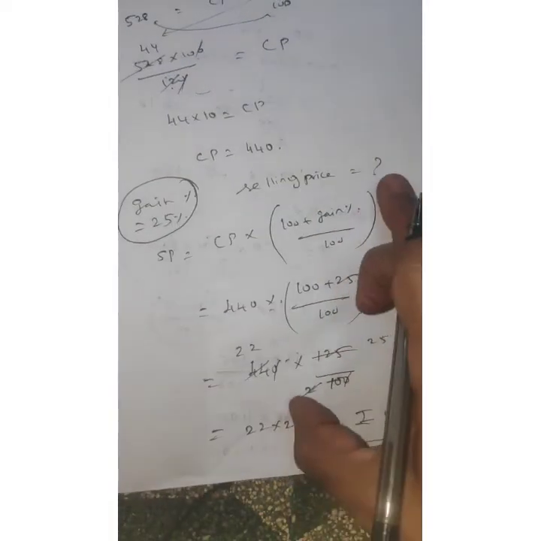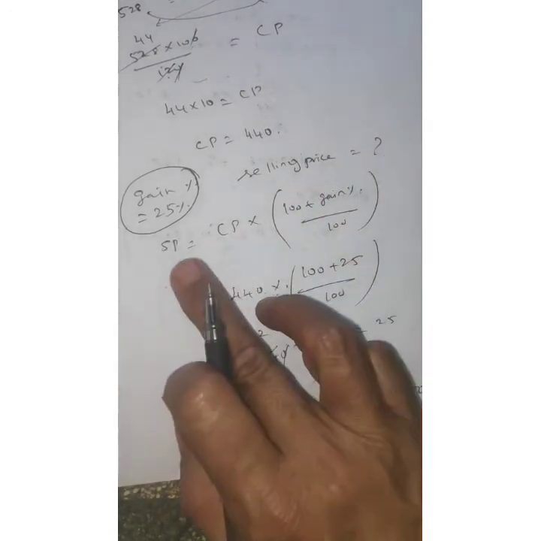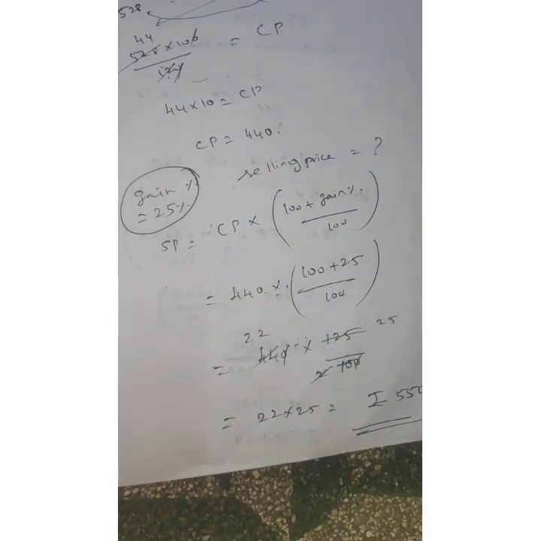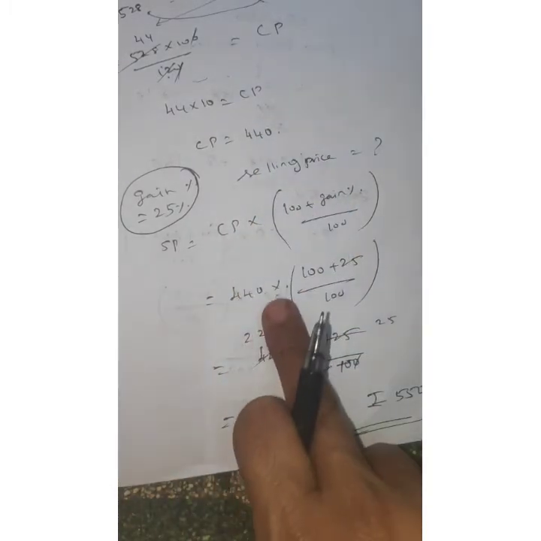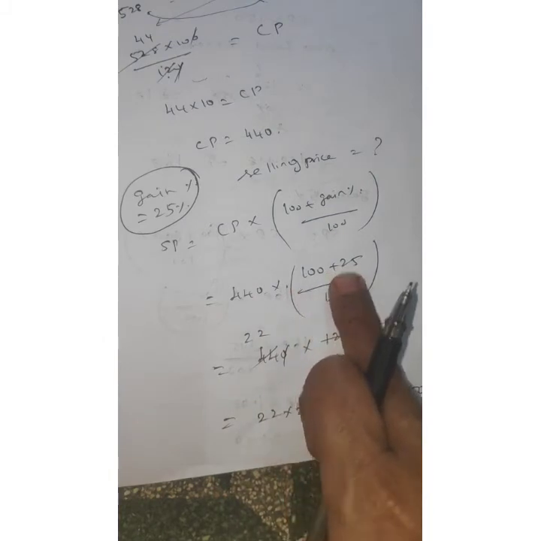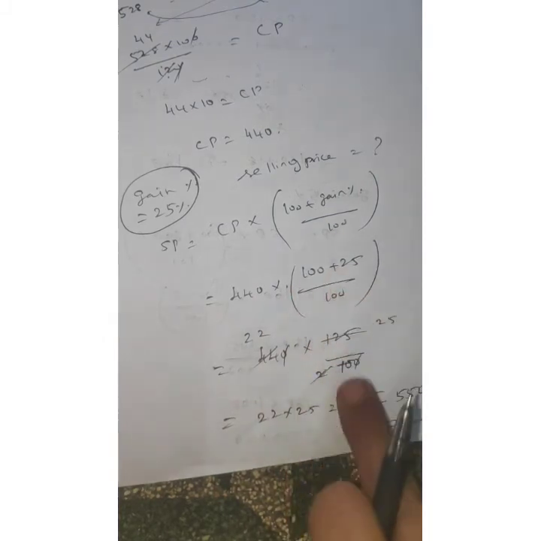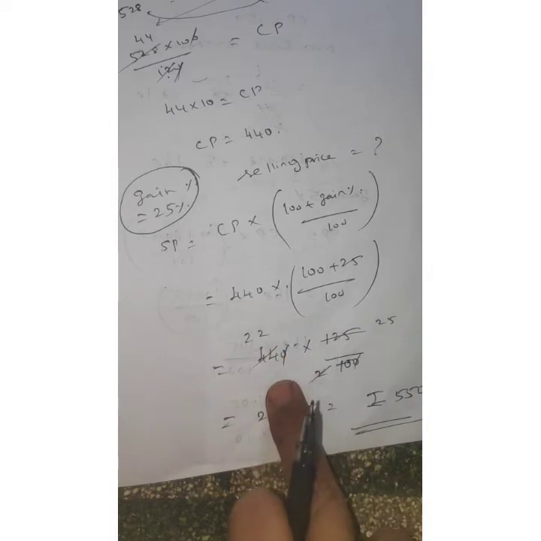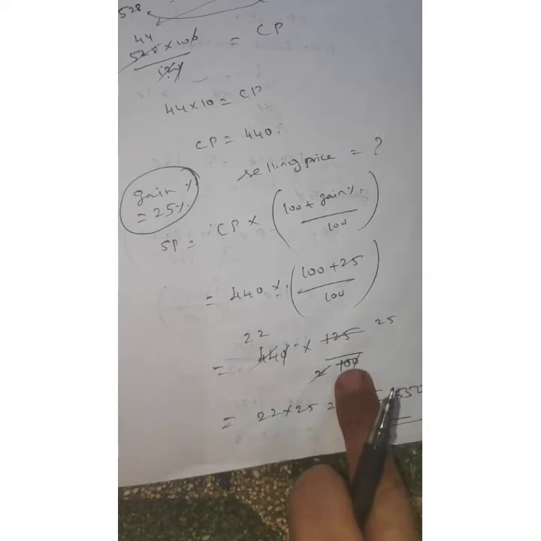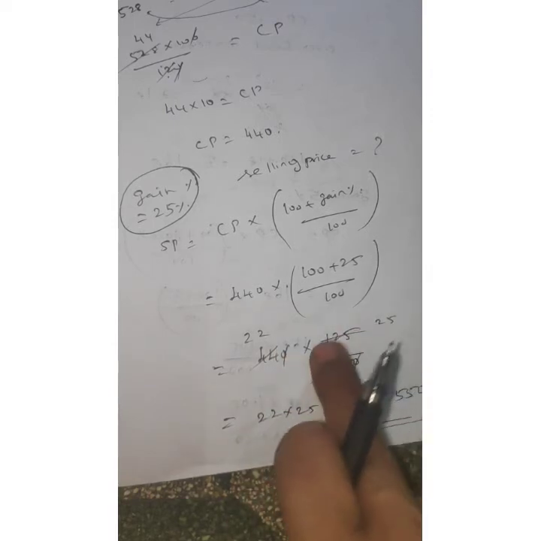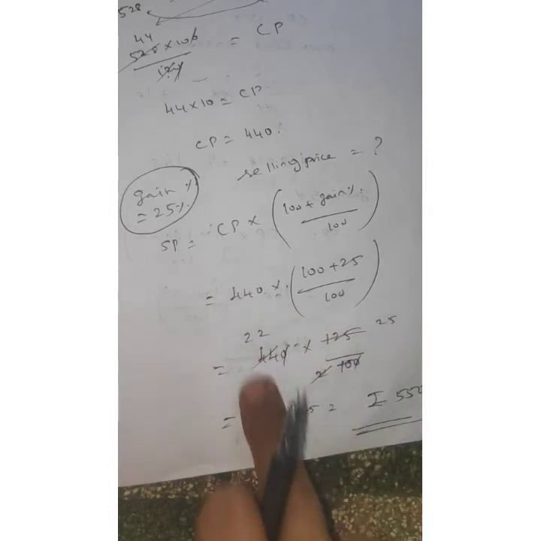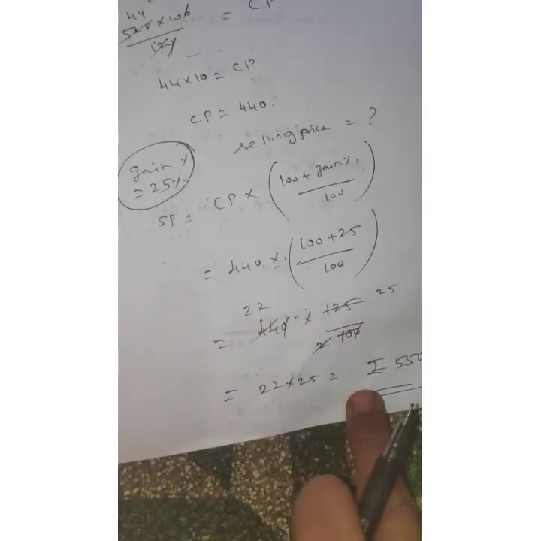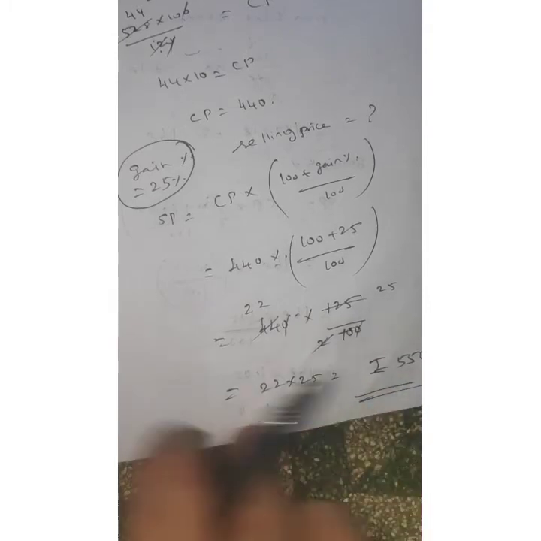25%. What is the selling price? SP equals CP into 100 plus gain percentage divided by 100. CP value equals 440 into 100 plus gain 25 divided by 100, which is 125 divided by 100. Cancel the 0 first. Five 2s are 10, 2 remaining. Five 5s are 25. One 2 is 2, two 2s are 4, two 2s are 4. 22 into 25 equals 550 rupees.